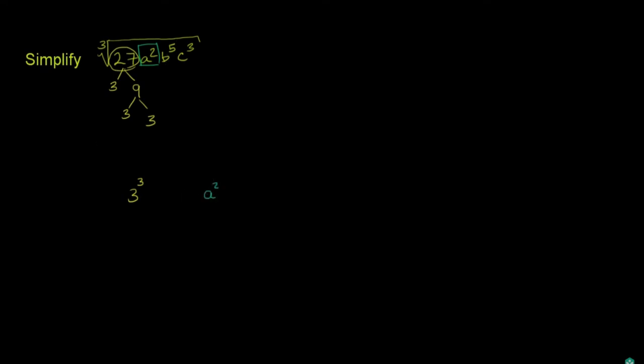B to the fifth is not a perfect cube by itself, but it can be expressed as a product of a perfect cube and another thing. B to the fifth is the exact same thing as b to the third power times b to the second power. And if you want to see that explicitly, b to the fifth is b times b times b times b times b. So the first three are clearly b to the third power, and then you have b to the second power after it.